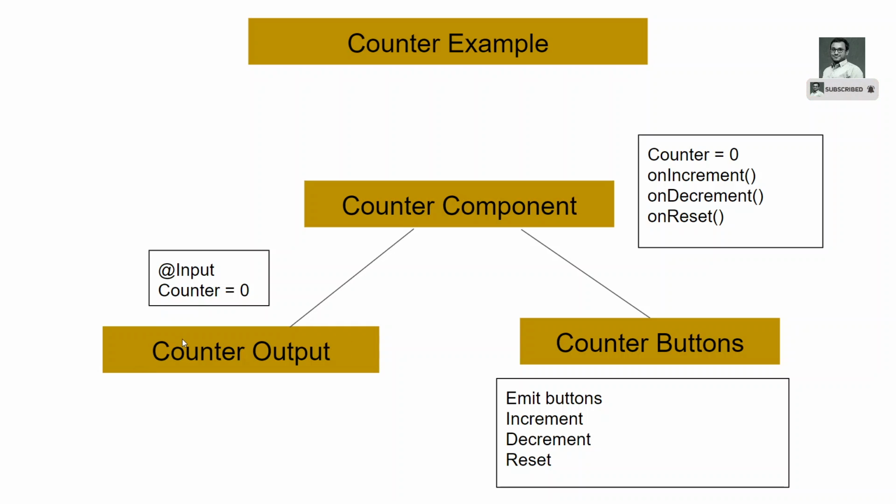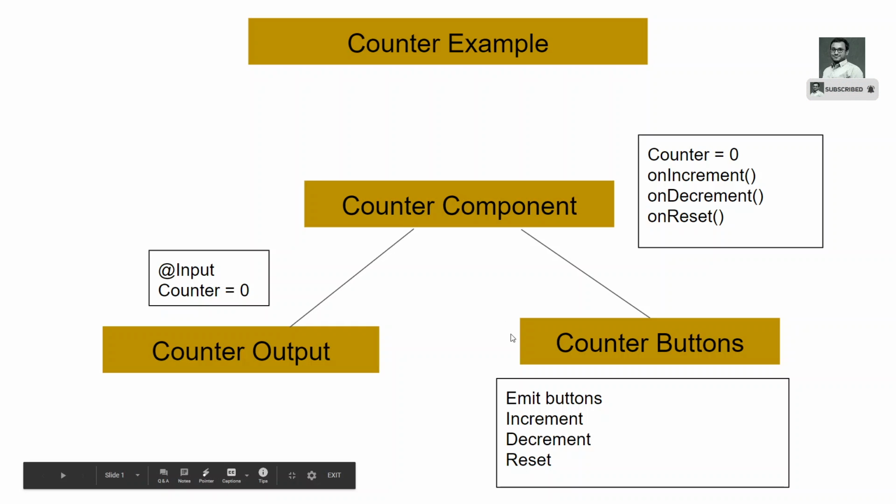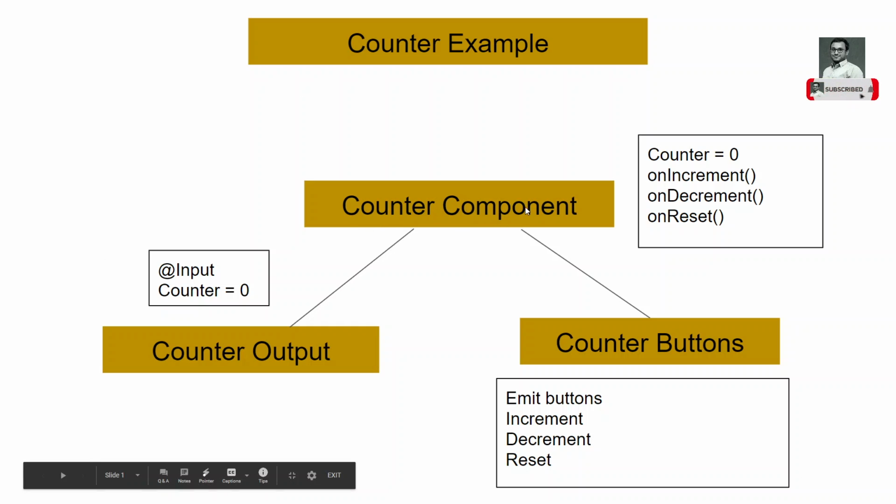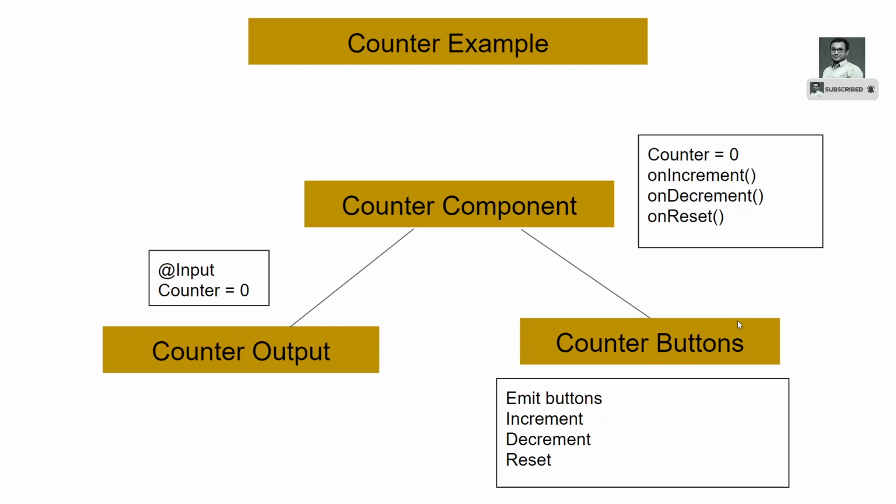The buttons are not located in the parent component; they are located in the child component, counter buttons. So we need to emit the increment, decrement, and reset events to the parent component, so that depending on the event, the appropriate method is executed. Let's implement this in practice. We have seen the diagram: we have three components, the counter component is the parent, and it will have the counter output and the counter buttons.